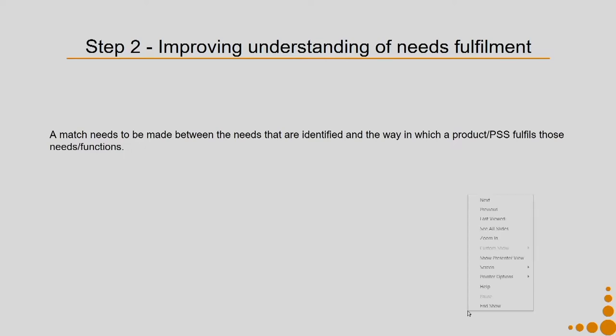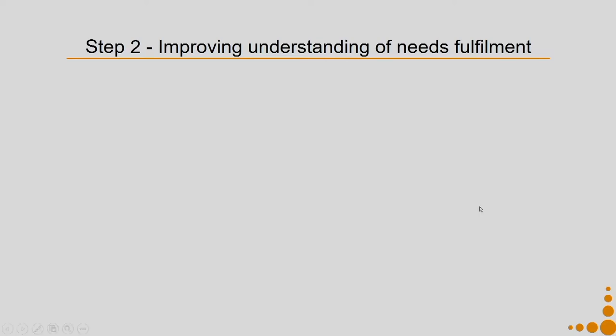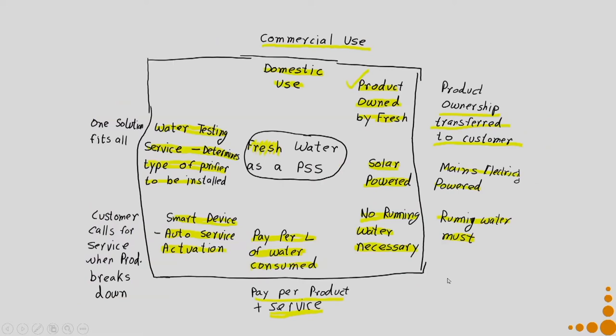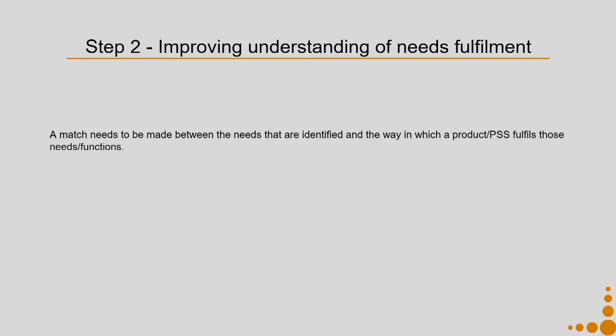So say for example, in our previous slide, we spoke about delivering fresh water. We did not speak about delivering safe drinking water, mineral water, or anything else. We declared that we will give fresh water. So we have to understand whether the identified needs and the way in which a product or PSS fulfills those are in sync or not, or do I need to change it. So to explore needs fulfillment, identify which case you are in.